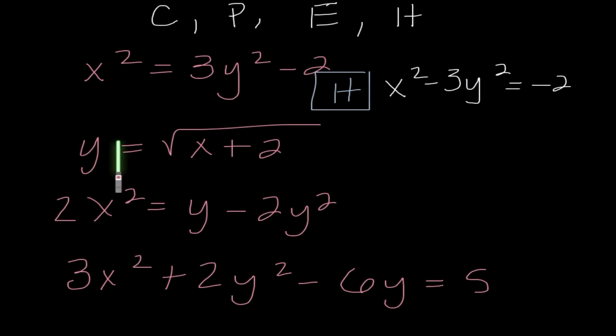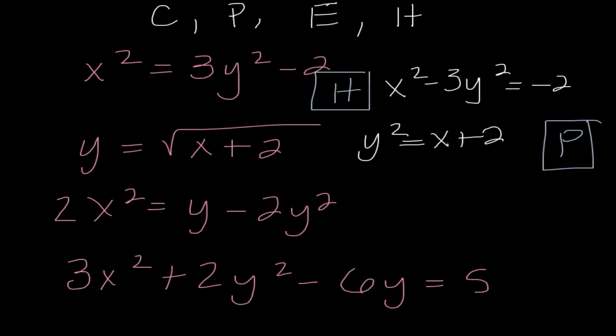My second one here, y equals the square root of x plus 2, I can't tell what this is until I get rid of the square root. So I'm going to start by squaring both sides, and as soon as I square both sides, it's pretty evident that this has to be a parabola because I only have one variable here that's squared.